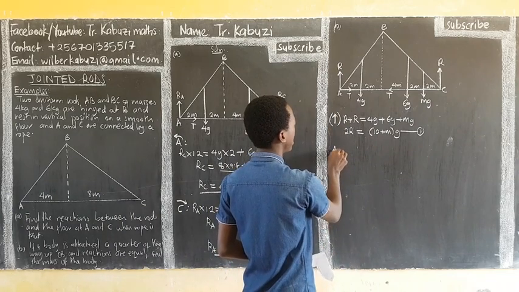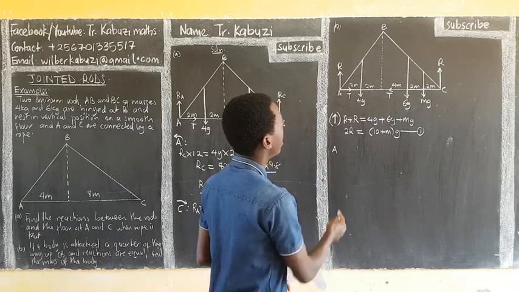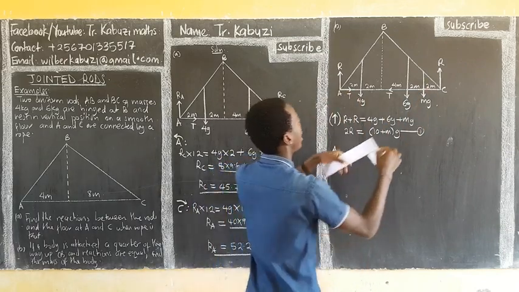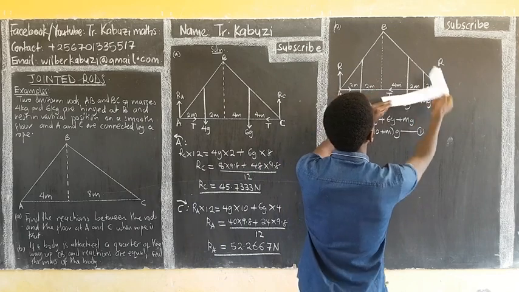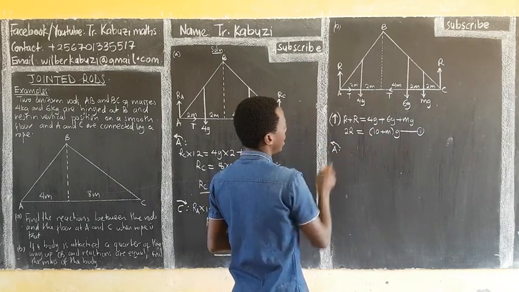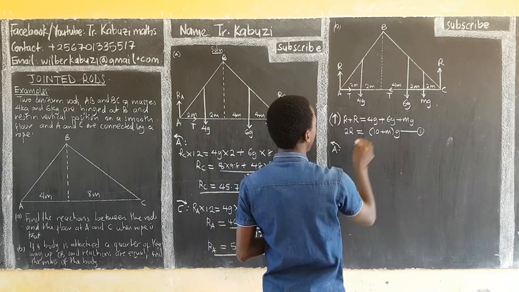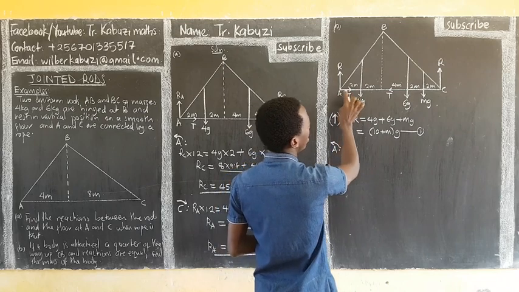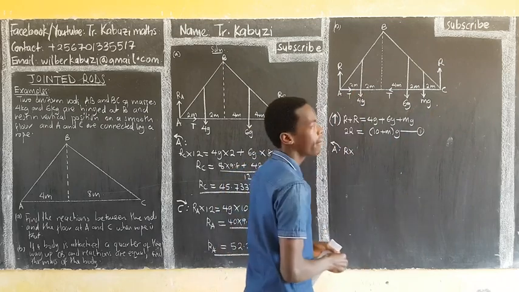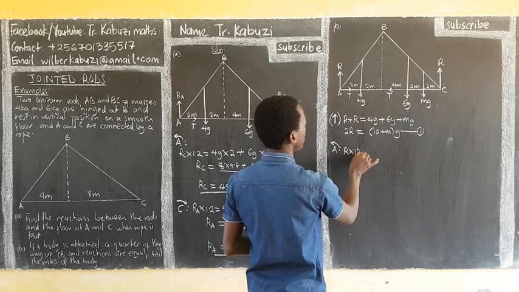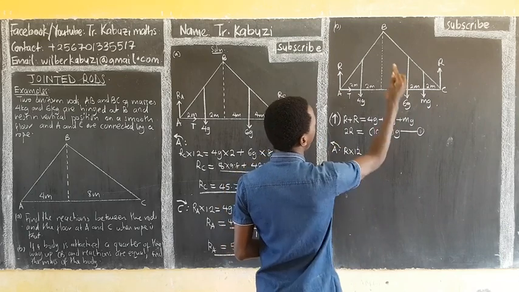So taking moments at A, because I want to get these ones. I think this one is going anti-clockwise, so let me take them anti-clockwise. Taking them anti-clockwise, we start with my R times the distance from A. Here I think we are going to have 12, when you add all these ones, you get 12. I think that's the only anti-clockwise moment.